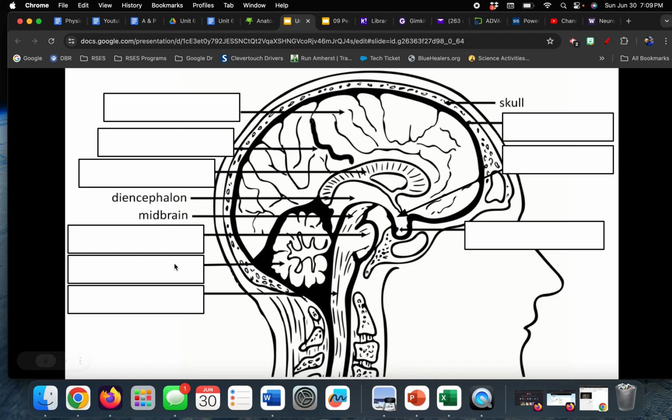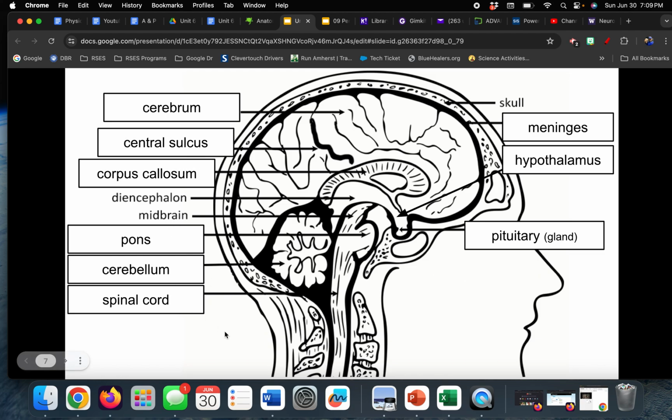So we're going to have to be able to label a picture like this, labeling those parts and some others. So we'll throw it here for you now. And this will be in your note guide here in a second.